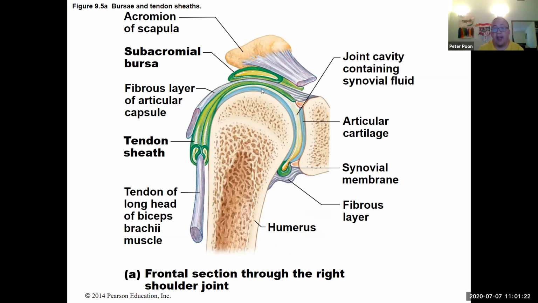The tendon sheath is just a bursa that surrounds the entire tendon. So when the tendon moves, it rubs against the tendon sheath and not against other tendons, which would cause friction.